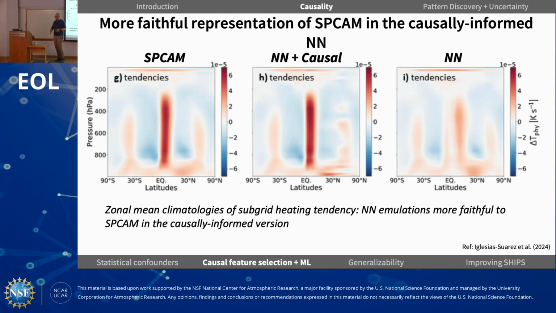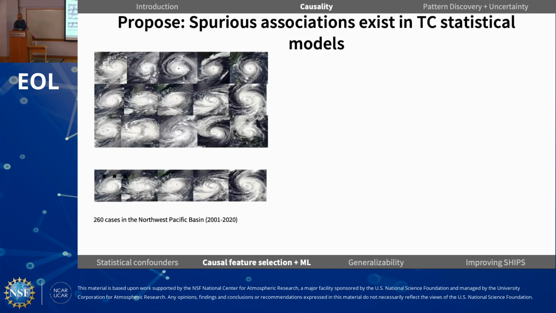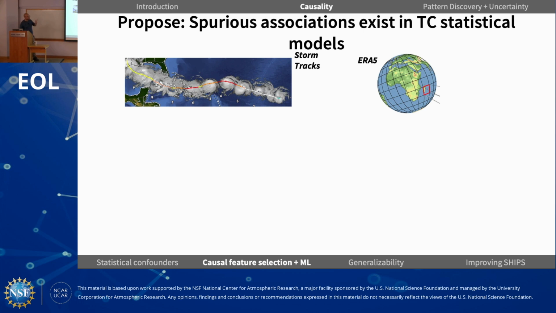So in this case, this sort of feature selection is very useful in order to create better statistical models. The proposal here is that in terms of TC, such associations also exist, and we need to remove them. As a proof of concept, we've chosen 260 cases in the Western Pacific Basin, and we use the storm tracks of those storms, and then we have some ERA5 data stored in-house.